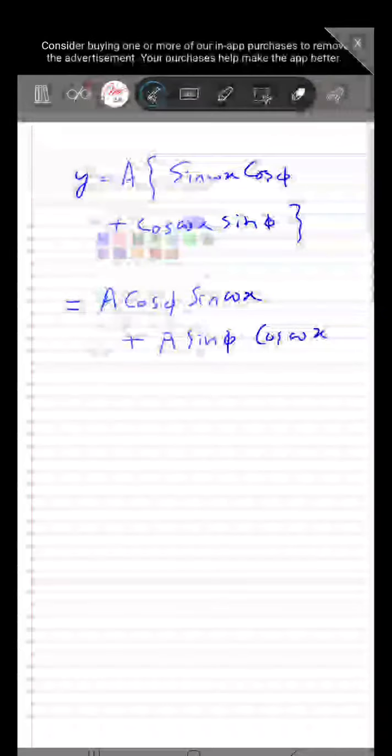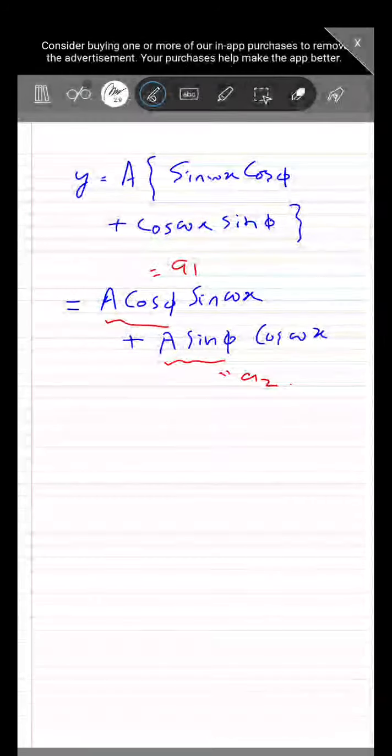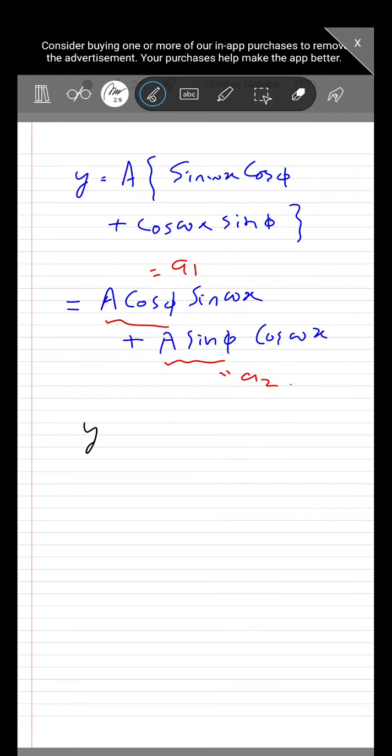Now here we will assume that this A cos phi, let's call it a1, and this A sin phi, call it a2. So ultimately the equation changes to y is equal to a1 sin omega x plus a2 cos omega x.